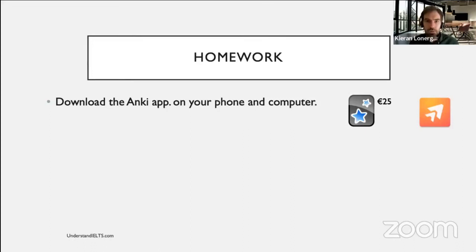So the choice is yours. You can download either of those. I do, however, recommend the original version, just because that's the one that I have always used, and I know that it works.